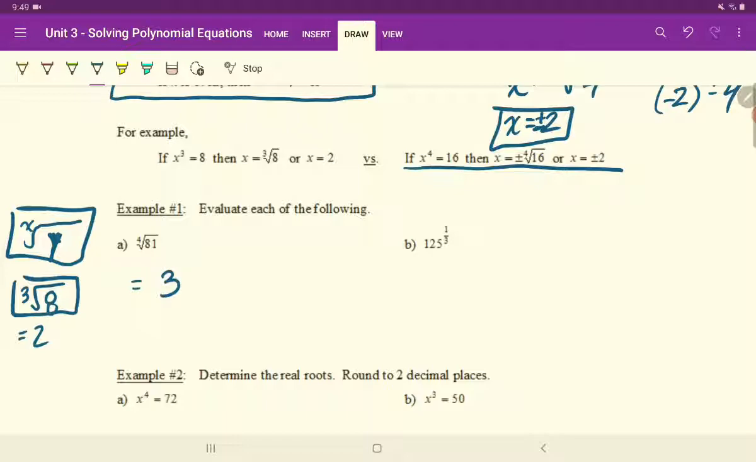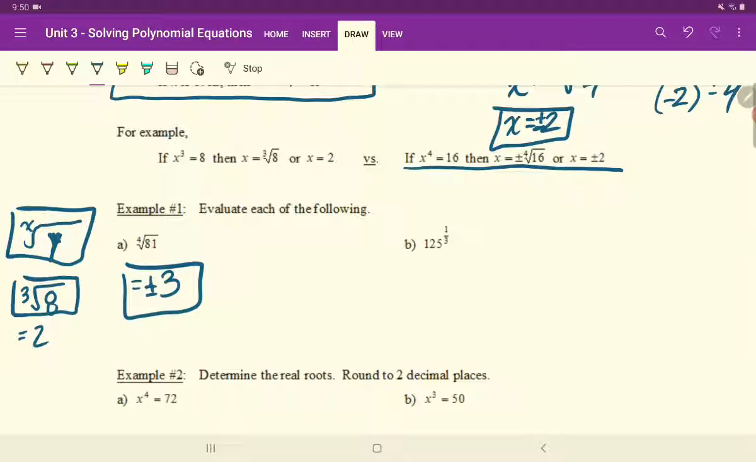But because we took the fourth root, do you leave the answer as just positive 3? No. We don't know if the answer was 3 times 3 times 3 times 3 equals 81, or negative 3 times negative 3 times negative 3 times negative 3 equals 81. Both are true mathematically. Okay?